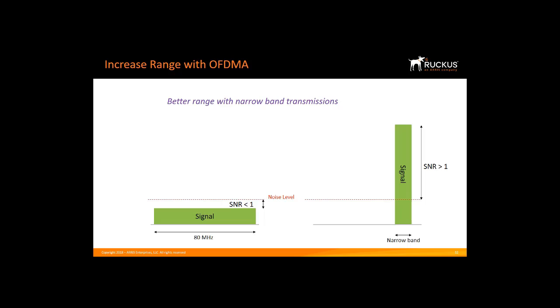Another question that is asked is, since resource units are getting split for clients in 11AX, how is this different from multi-user MIMO? We'll discuss that in the next section.